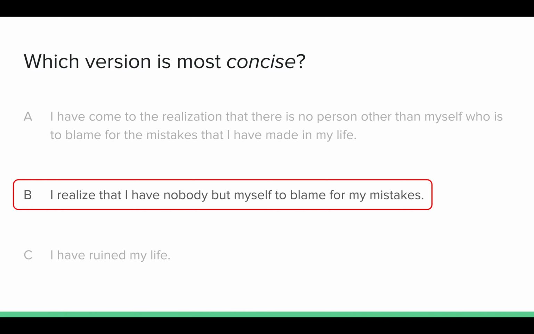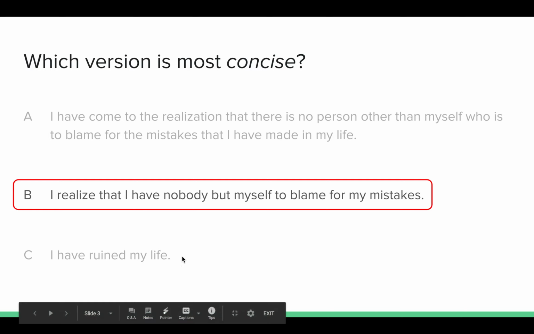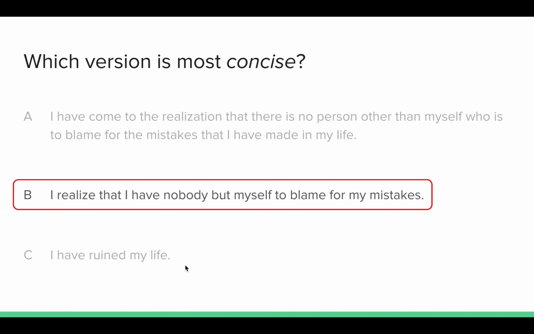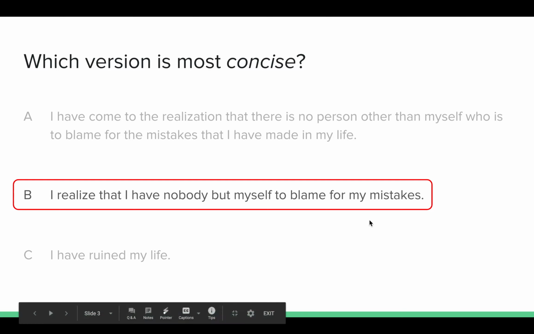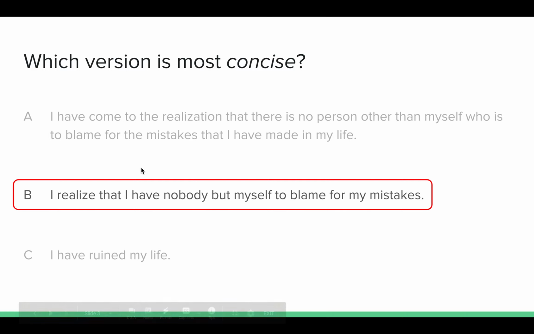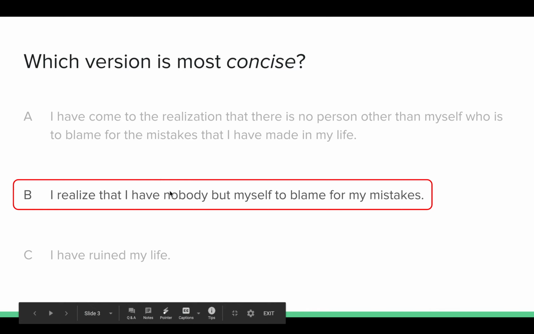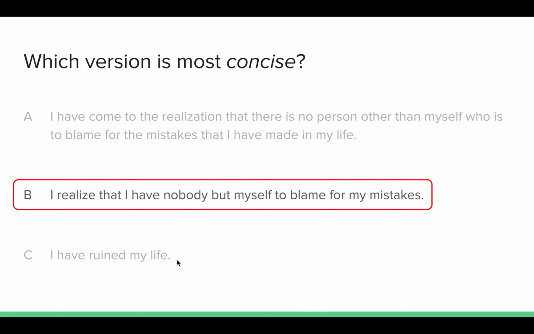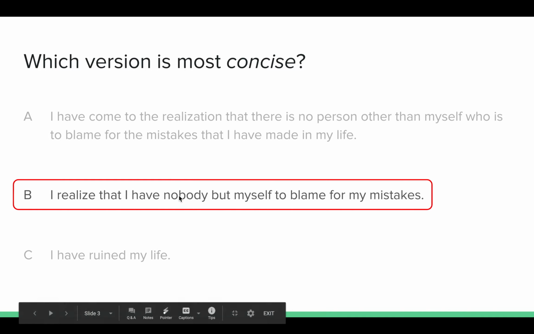Well, as you may have already deduced on your own, C might be physically shorter than the other two sentences, but C actually doesn't convey the same idea that A and B convey. Okay. C, in a sense, cuts out too much from sentences A and B, and what we're left with here is maybe part of the same idea, or a version of part of the same idea, but not the same idea that we have in A and B.